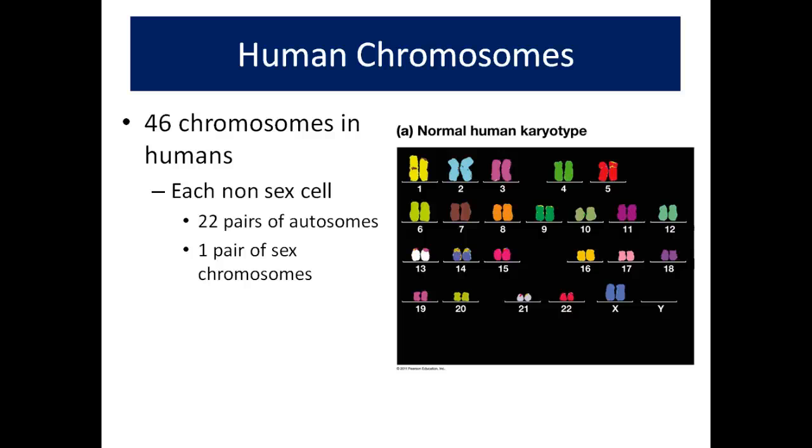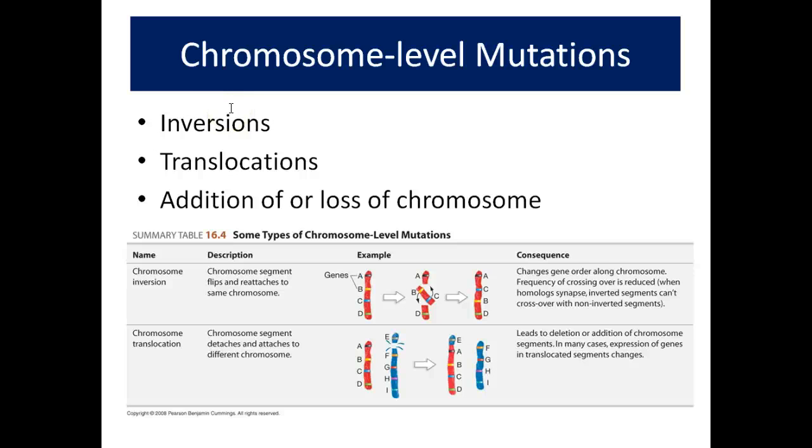But you can actually have whole chromosomal level mutations. I want to just introduce this idea, and then we'll come back to this a little later on. You can get what are called inversions, translocations, or additions or losses of whole chromosomes. So you can get chromosomal level mutations. Here's an example of an inversion. Here's an example of a translocation. And we'll talk a little bit more about these when we meet together on Tuesday.